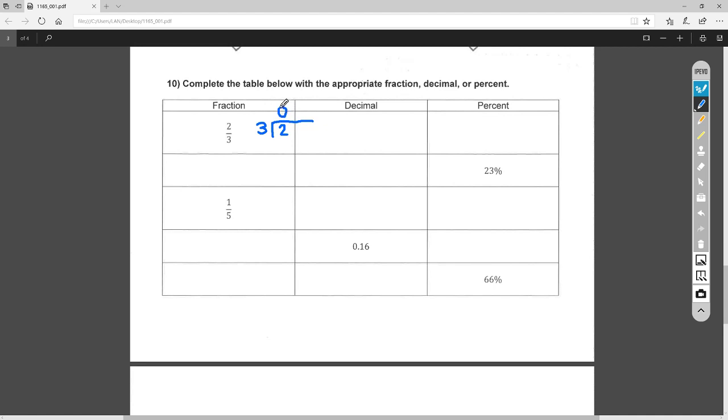3 does not go into 2, so I'm just going to go ahead and put a 0. And now I have to change it to a decimal. Now remember, you can't just add a 0, because 20 is not the same as 2. So this is really 2.0. Let me make that a little bit more noticeable. So it's 2.0. Remember, our decimal goes right above.